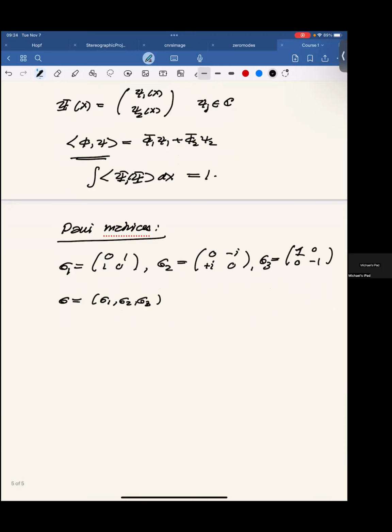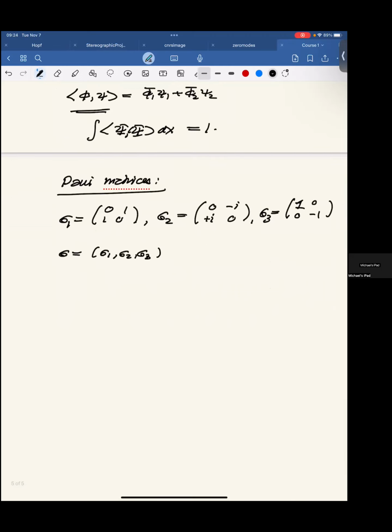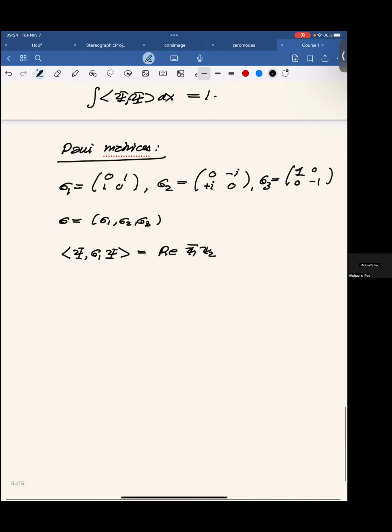Okay? There are a number of simple computations. When you, for example, take a spinor psi, and you compute psi sigma 1 psi, then you get 2 times the real part of psi 1 complex conjugate psi 2. If you take psi sigma 2 psi, that's 2 times the imaginary part of psi 1 complex conjugate psi 2. And finally, psi sigma 3 psi, you get the absolute value of psi 1 squared minus the absolute value of psi 2 squared. Right? I mean, I just wrote it down.